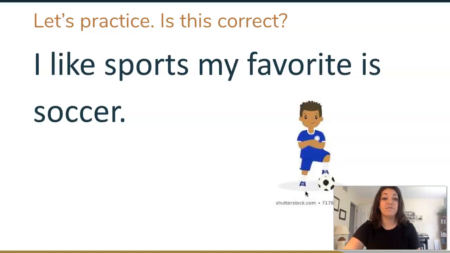Let's try another. I like sports. My favorite is soccer. Is this sentence correct? No, this sentence is not correct. We need to add a period. This is a run-on sentence.